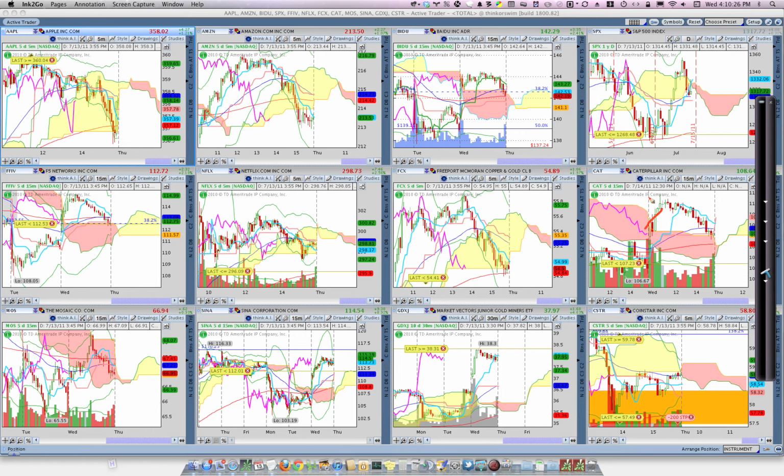Cat started off great. Why did it plateau here? Because the Chiku hit the top of yesterday's cloud. Let's look at Mosaic. Mosaic hit the top of the cloud, met resistance, came down towards the bottom of the cloud, and that's where we're sitting going into today. I would be very worried that this could happen tomorrow, but this could happen, and of course this could happen because the cloud is particularly thin around here.